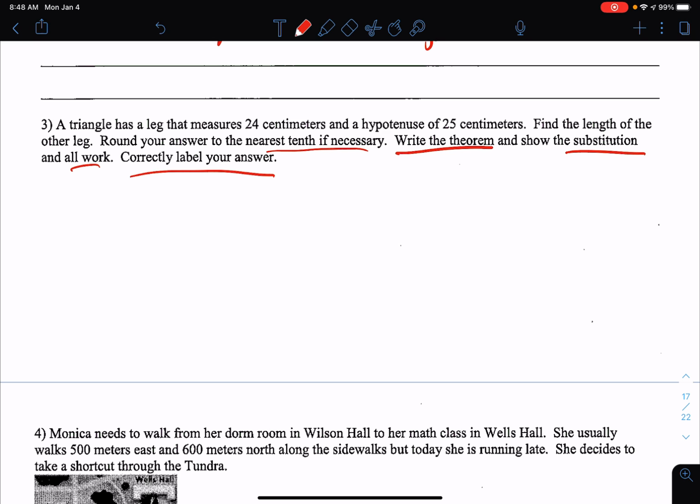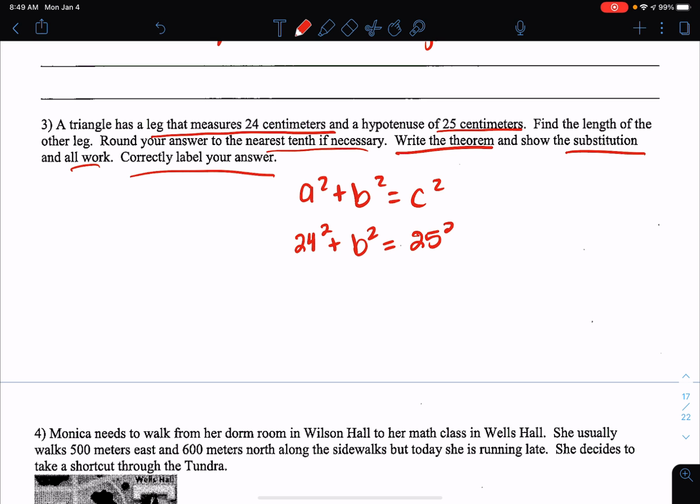Okay, now my theorem is a squared plus b squared is equal to c squared. They give us two measurements: one leg is 24 centimeters and our hypotenuse is 25 centimeters. So that means I'm going to plug in for a or b, and then plug in for c. I can use 24 as a, so I have 24 squared because it's a leg. And I'm going to leave b squared because I don't have a measurement for my second leg, so I'm going to solve for b. And then my hypotenuse, which is always represented by c, is going to be 25 squared.